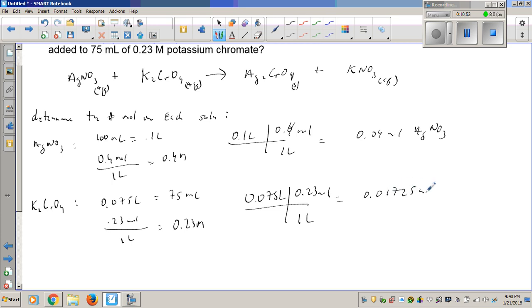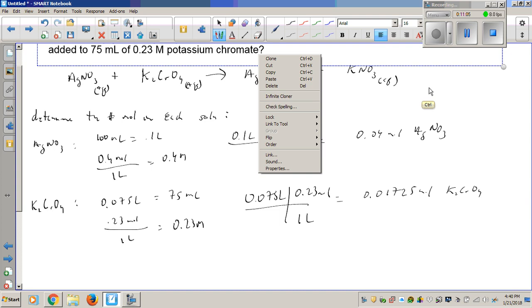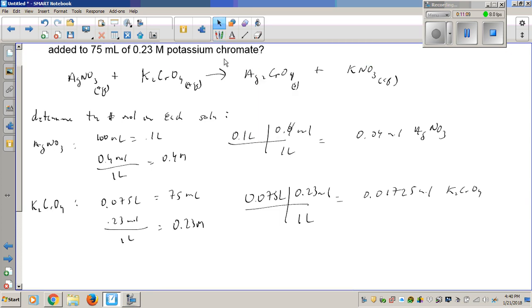to 0.01725 moles of the K2CrO4. All right. Oh, one thing we forgot to do was to balance this equation. We sure have not balanced that yet. So we got to make sure we balance this before we move on. We did write the equation properly. We just simply did not balance it. So we want to do that real quick.